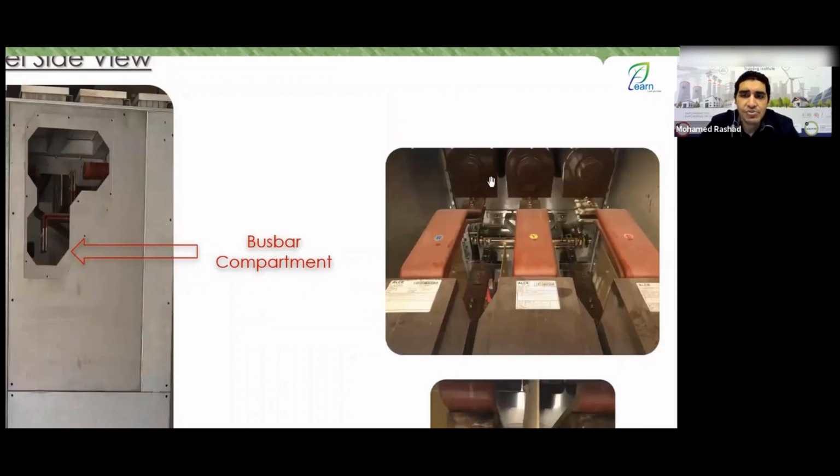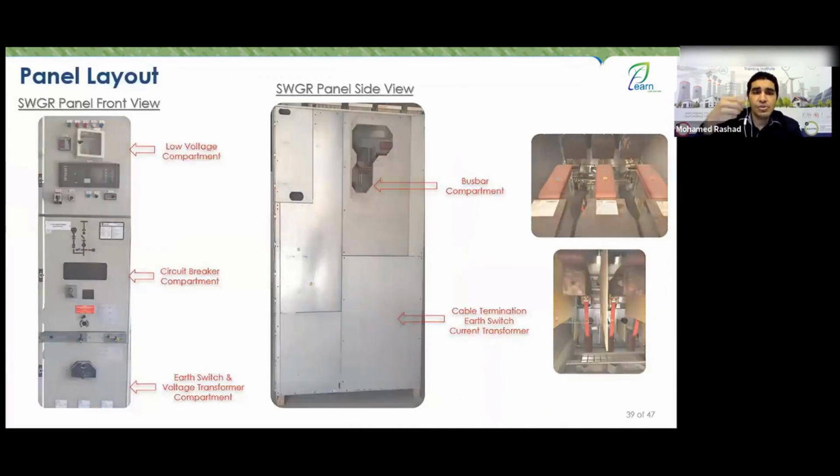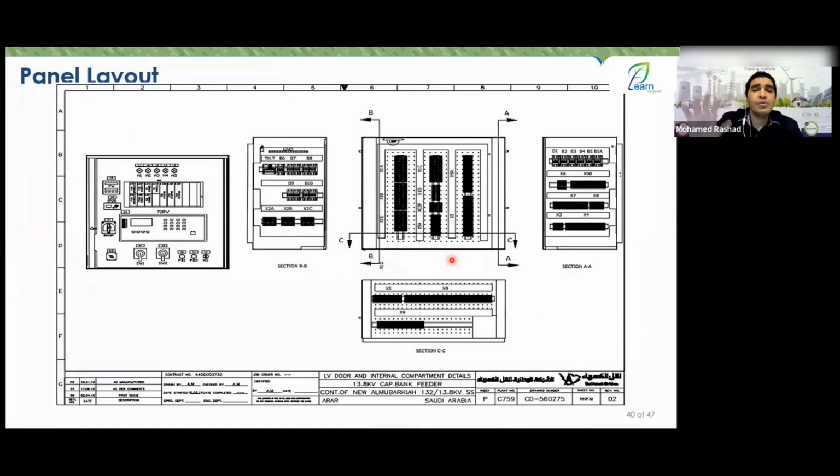Here is the current transformer. This is the output of the circuit breaker connected here to the current transformer before it goes down to our cables. These are real images for you. And I will show you a video I recorded for you of all these components related to our switchgear.